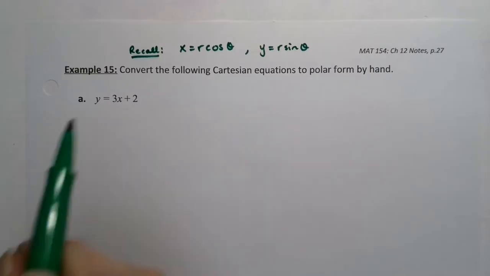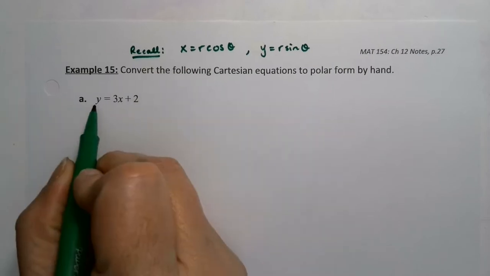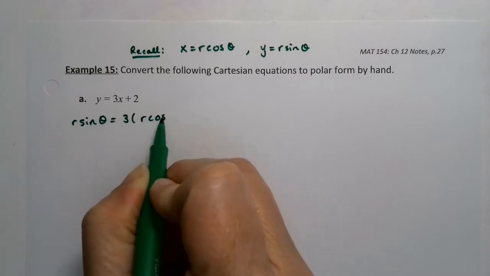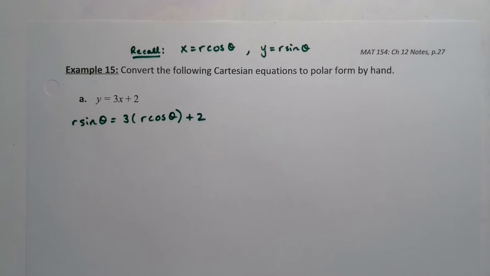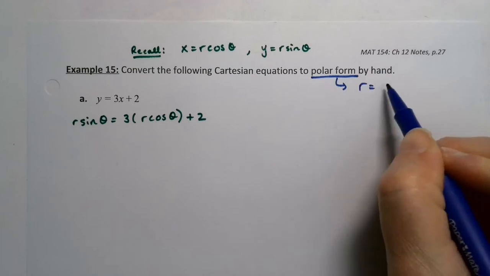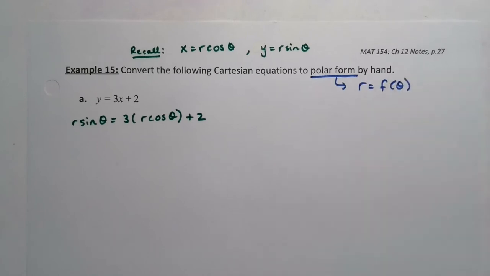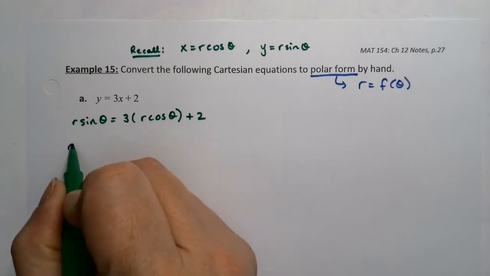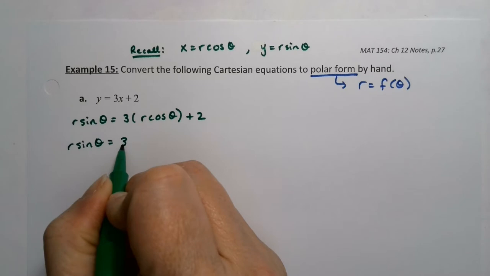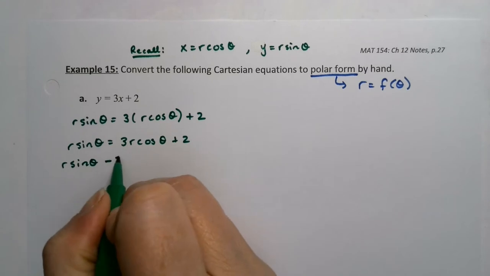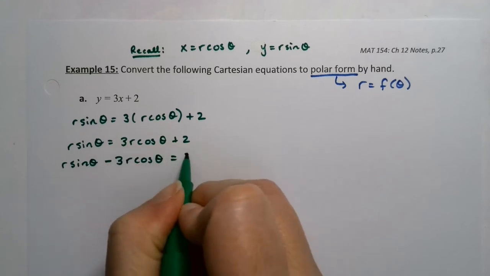Okay, so if that's the case, then for y, I can type r sine theta equals 3 r cosine theta plus 2. Now remember, when I want to get something into polar form, what I want is for it to be r is equal to some function of theta. So I want all the r's on one side and all the thetas on the other. Well, let's start by getting the two of them together. So r sine theta equals 3r cosine theta plus 2. That means r sine theta minus 3r cosine theta equals 2.